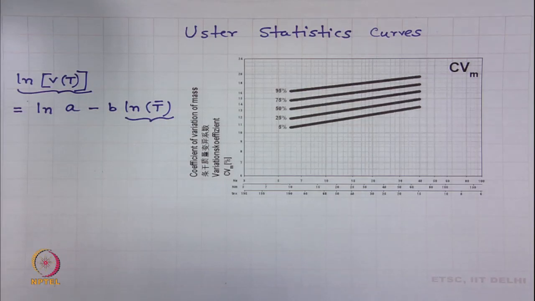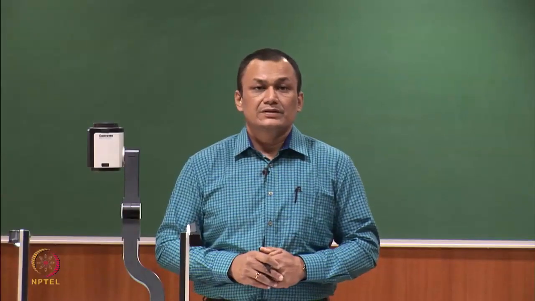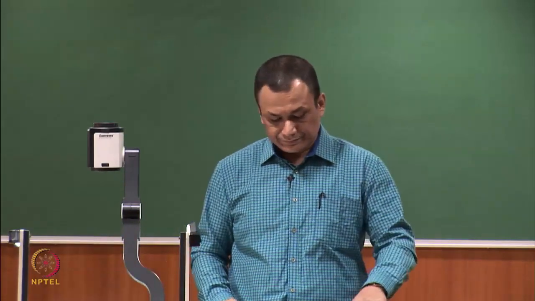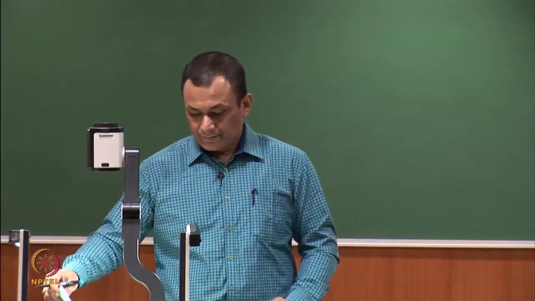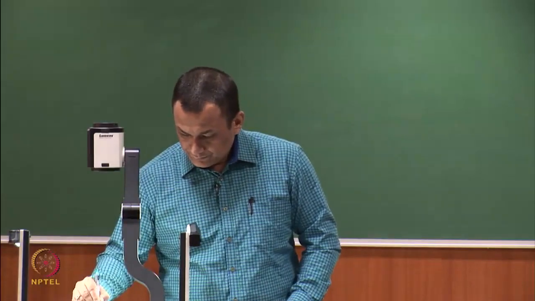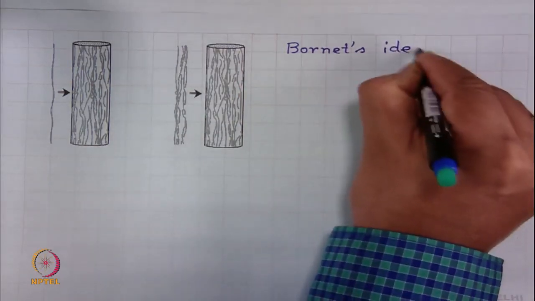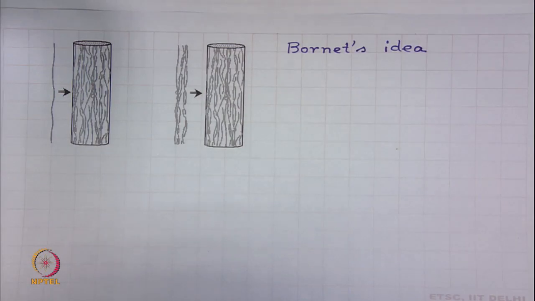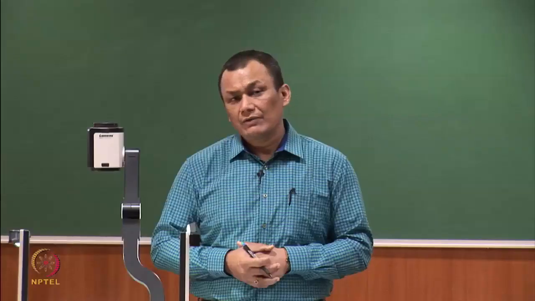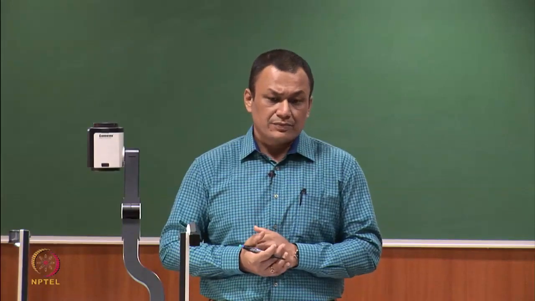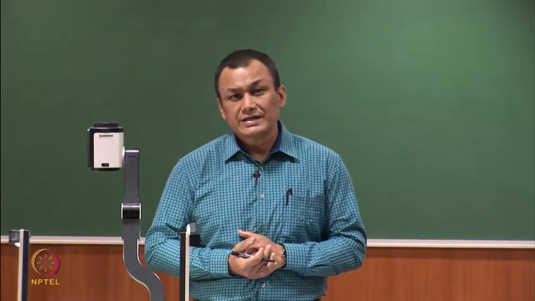So, this is one of the empirical corrections of Martindale's model. However, this is completely empirical. It does not give any insight of what is not correct in Martindale's model. Probably a better formulation was given by Bonnet. Bonnet's idea was also empirical, however, he tried to analyze Martindale's assumptions a little deeper.